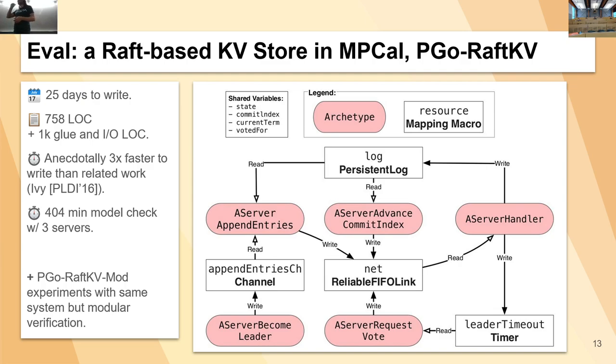But it's that funny thing, right? No one person on our project has done everything. So basically, the system took about 25 person days to write. The thing is about 750 lines of code in MPCal, and it has a scary but not actually scary number, which is it has 1,000 lines of glue and I/O code that was handwritten around it.